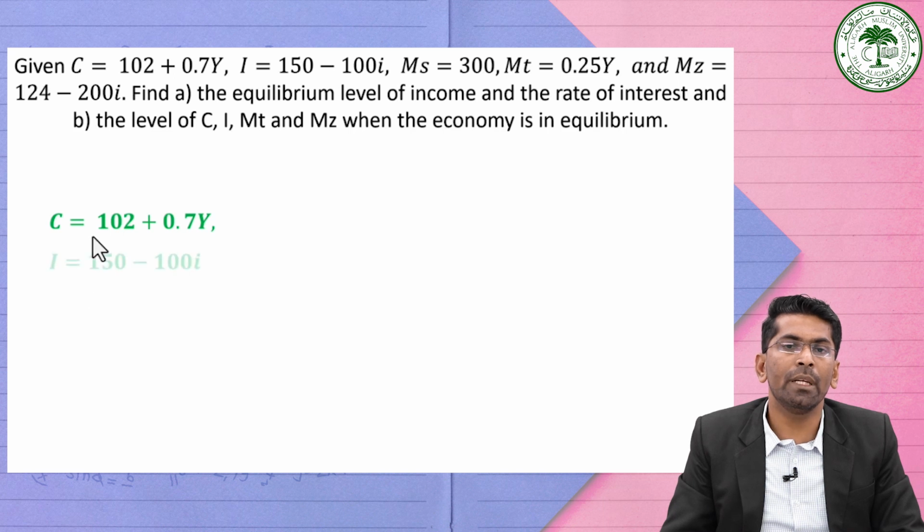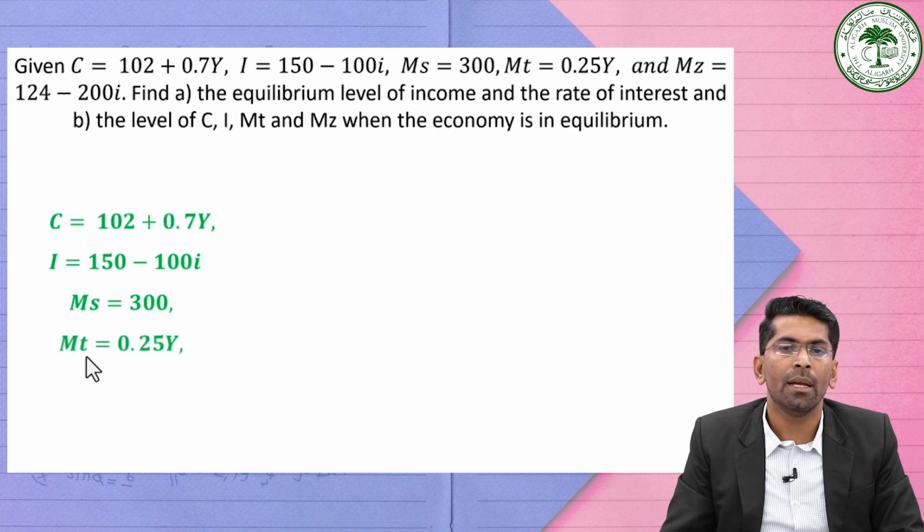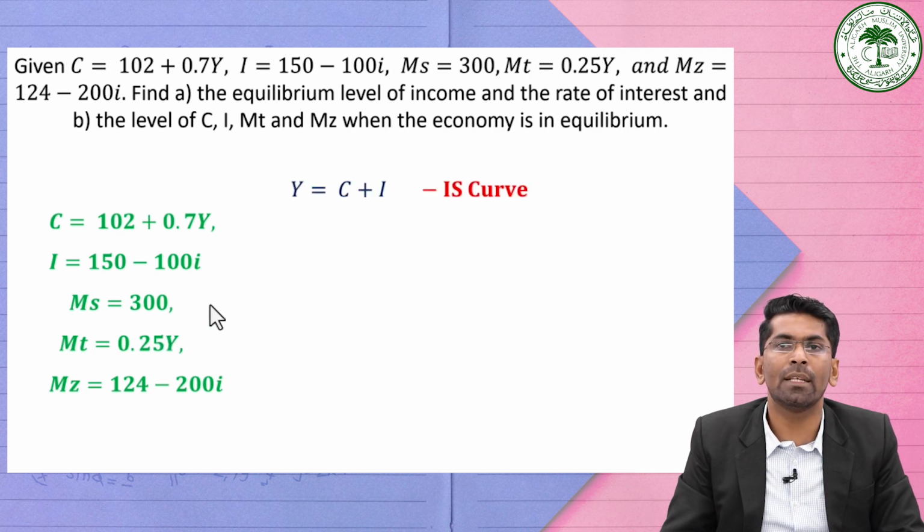So what information is given here? The consumption function is given, the investment function is given, the money supply is given, the transaction demand for money is given, and the speculative demand for money is also given. By using this information, we can derive both the IS as well as the LM curves. The IS curve is generally derived by using the equation Y is equal to C plus I. So income is equal to consumption plus investment, and both consumption and investment are given here.